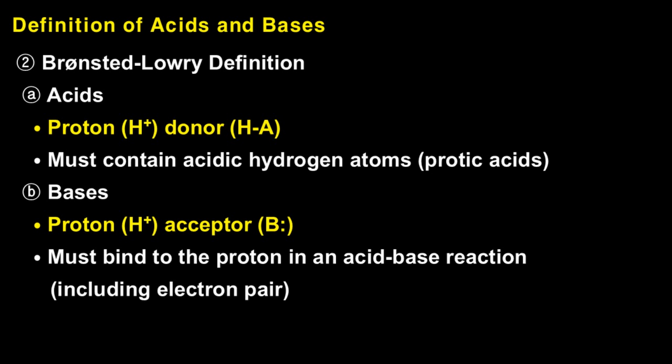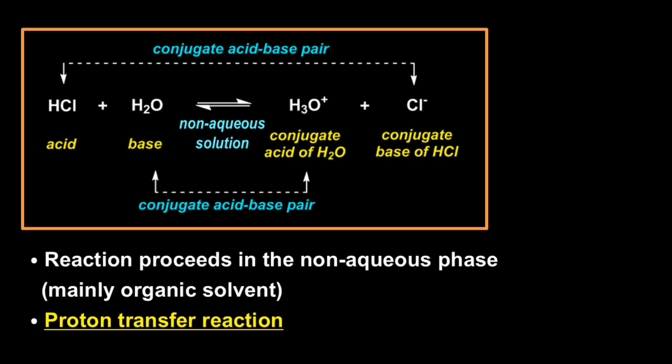The Brønsted-Lowry definition takes acid-base chemistry a step further because it focuses on proton transfer, not just what happens in water. According to this definition, a Brønsted-Lowry acid is a proton donor. It gives up an H+ ion. A Brønsted-Lowry base, on the other hand, is a proton acceptor. It takes in an H+ ion. This definition is way more flexible than the Arrhenius definition because it works not just in water, but in all kinds of other solvents too.